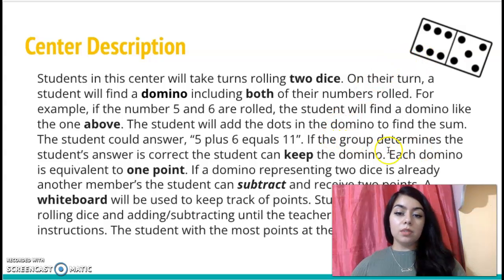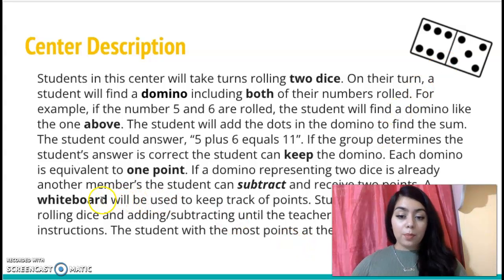If the group determines the student's answer is correct, the student can keep the domino. Each domino is equivalent to 1 point. If a domino representing the 2 dice is already on another member's pile, the student can subtract and receive 2 points. So for example, let's say a student has this domino and I roll 6 and 5. I can subtract 6 minus 5 and say 1 to receive 2 points.